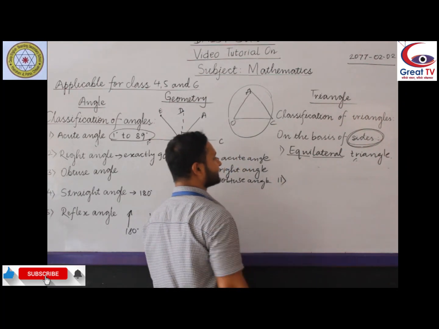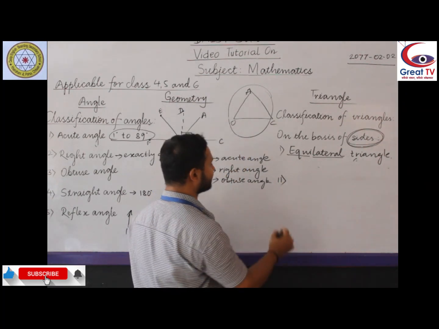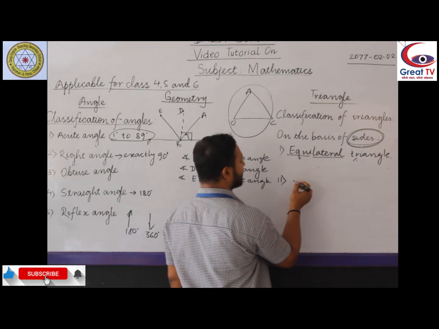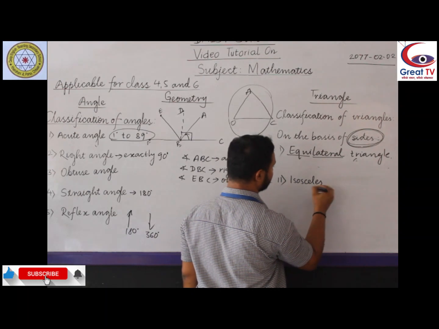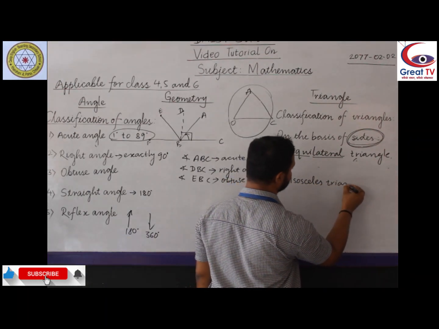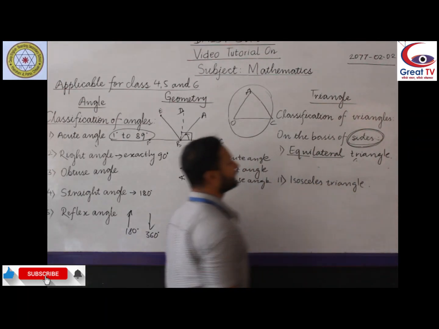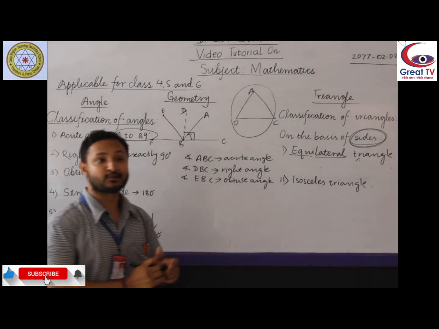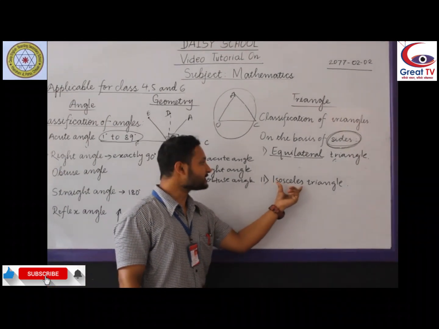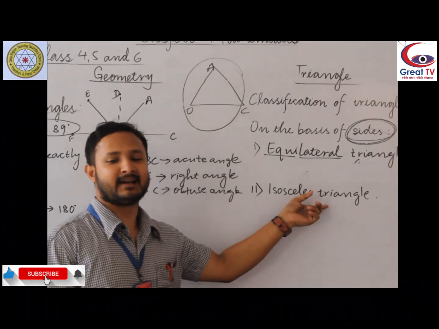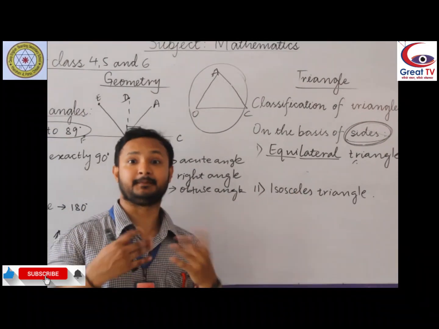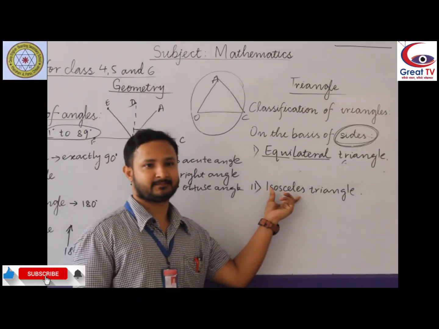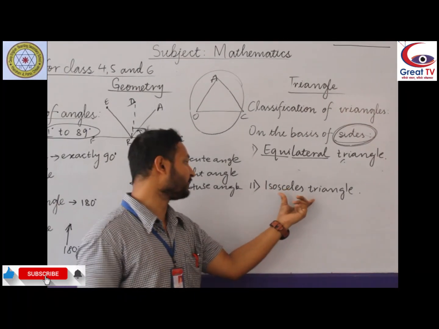Okay. After this, let's switch to another type of triangle, and that is, class 5, class 6, class 7 students can guess. Another type of triangle is isosceles triangle. Isosceles. It is difficult to spell. Yes, I have found many students feel difficult to pronounce this.